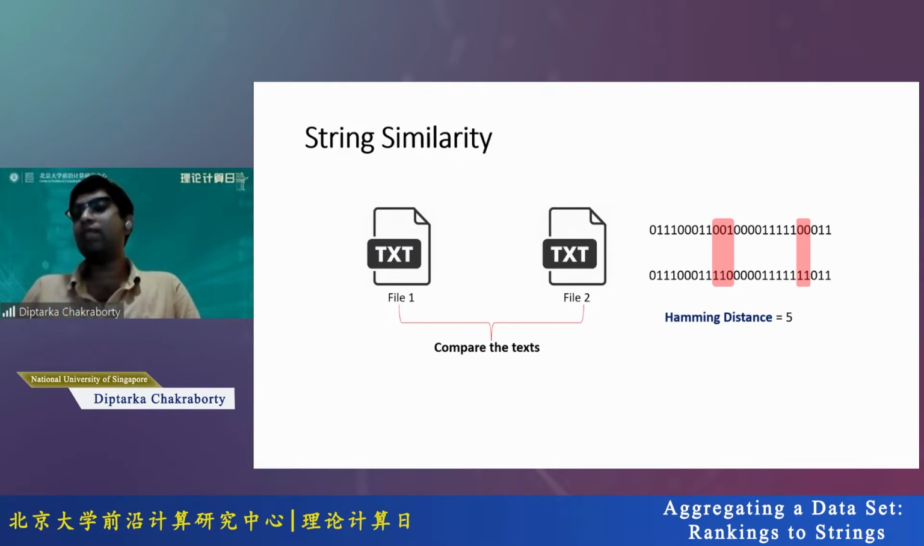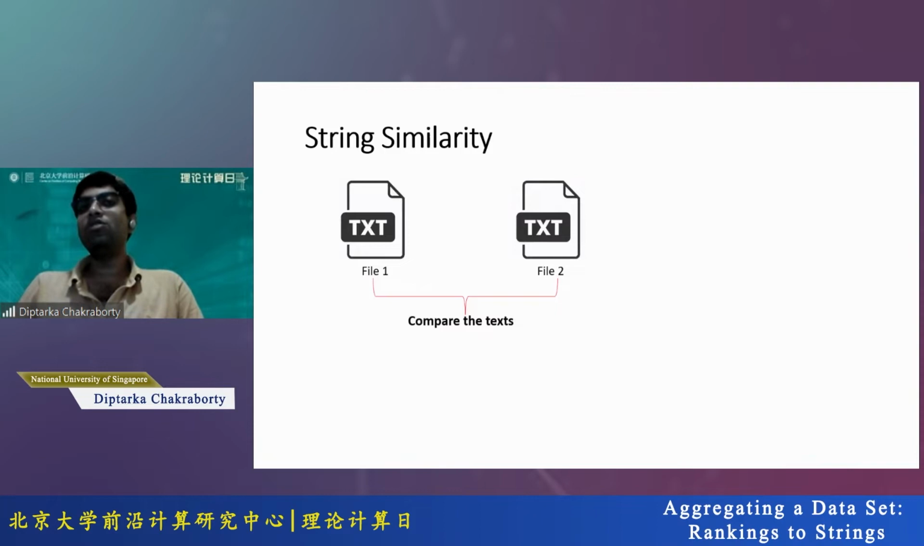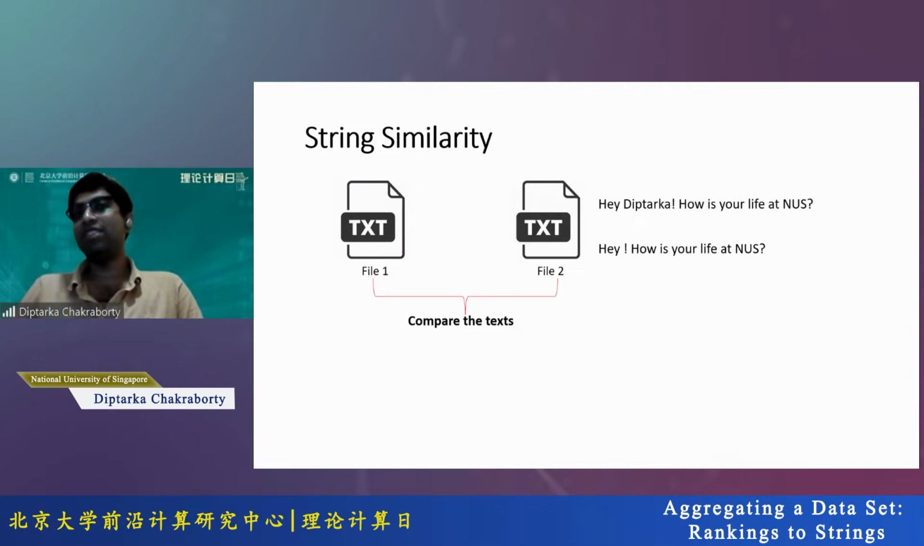But sometimes it turns out that Hamming distance is not good for many practical applications. One of the problems with it is the following. Suppose we are given these two texts. One text is saying, hey, Diptarka, how is your life at NUS? Another text is, hey, how is your life at NUS? Now you can see that between these two texts, the only difference is this word Diptarka, my name. But if you just compute the Hamming distance, it will say that these two texts are very dissimilar, because coordinate-wise, all these characters are different. But this is not really the case. Essentially, the difference is just one word.